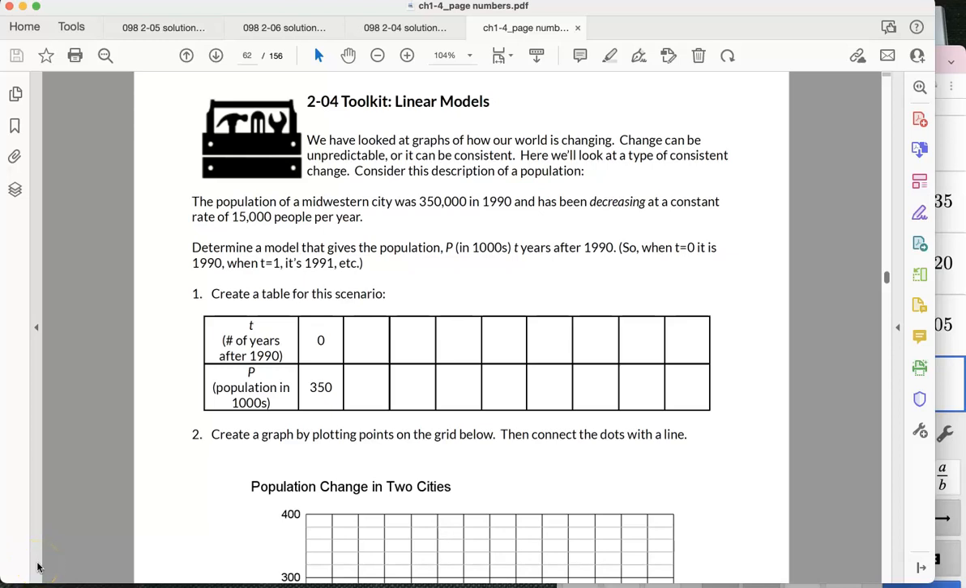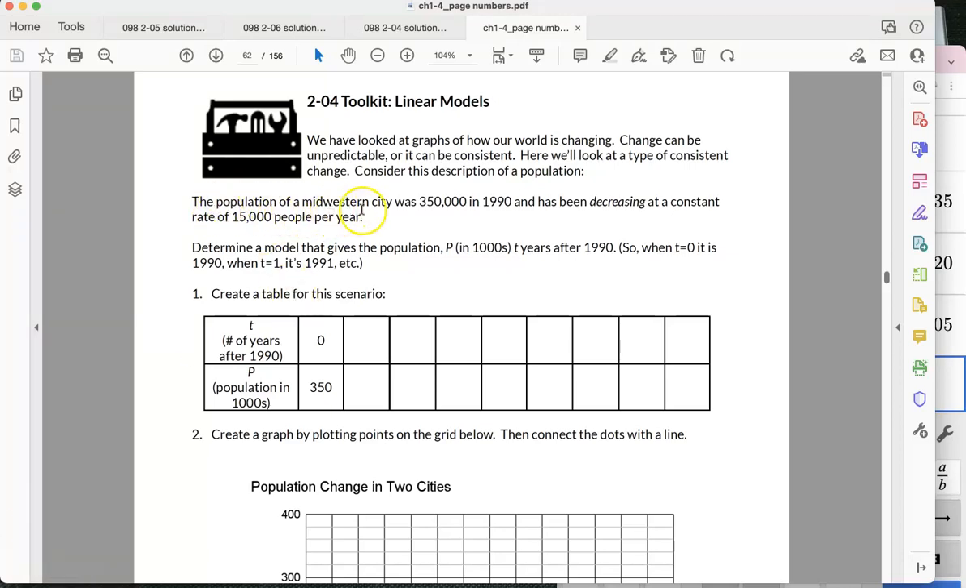Last week we looked at graphs of how our world is changing. The graphs that we looked at showed quantities that may have been increasing or decreasing or a mix. In this toolkit, we'll be looking at linear models where we have a perfectly predictable steady decrease or increase.